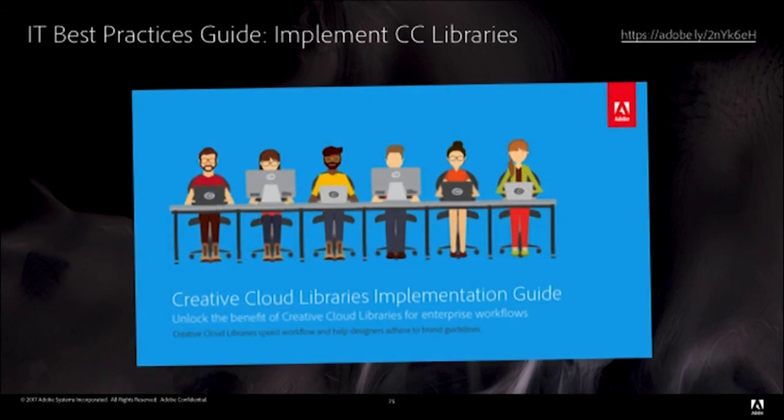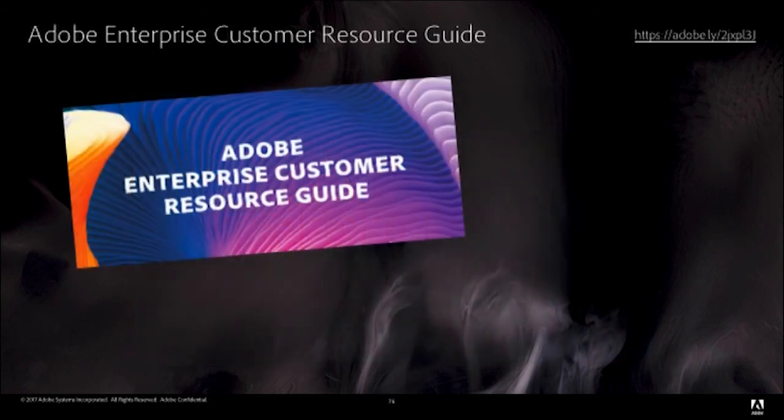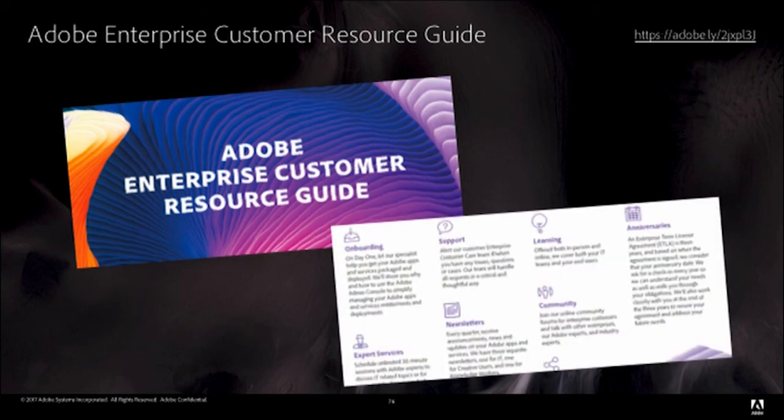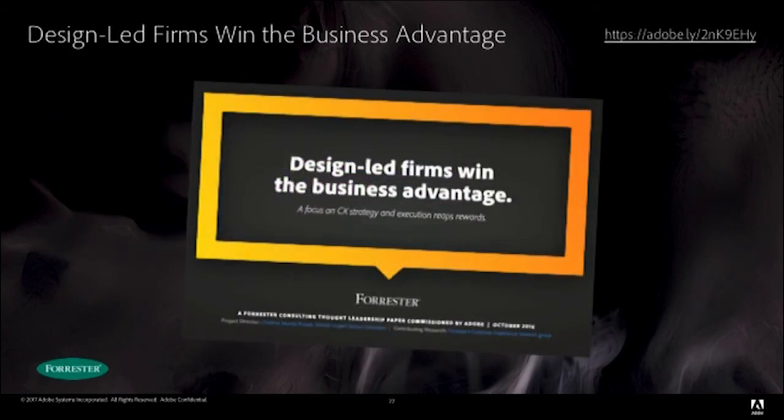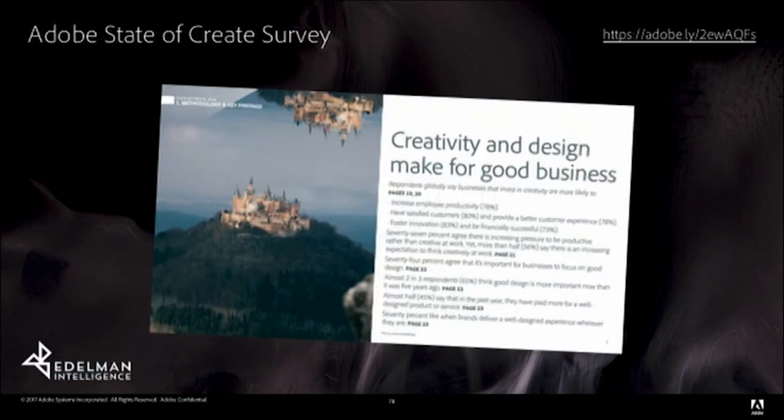This is the implement CC libraries. In this particular case, we walk through a number of things about what goes in a library, types of assets to use in a library, how to share a library, who gets view and who gets edit, restrictions on a library, a number of different really important aspects of Creative Cloud libraries. So the Adobe Enterprise Customer Resource Guide as well, a bunch of information in that. Design-led firms win with business advantage, Forrester report. State of Create survey, referenced a moment ago, the Edelman survey.